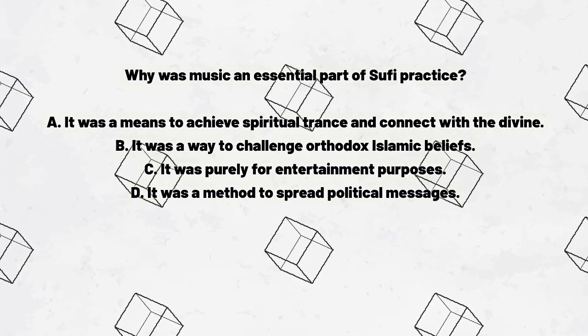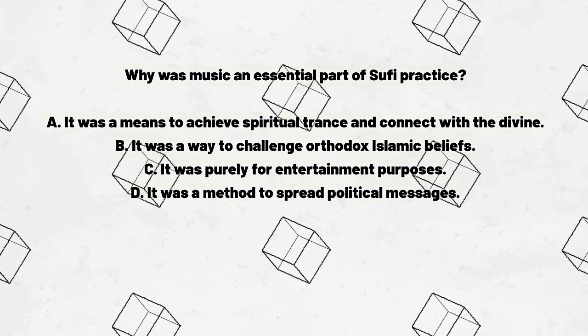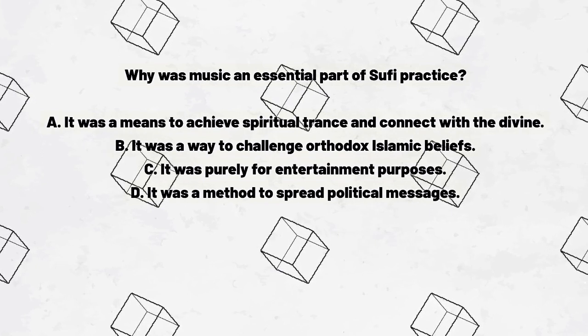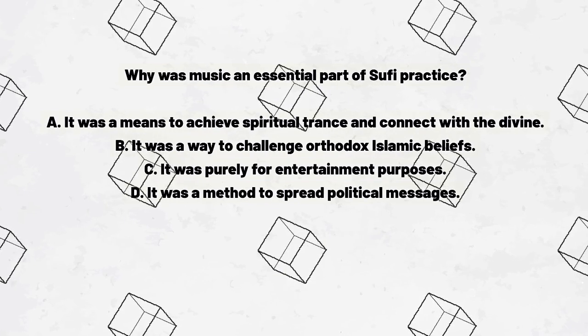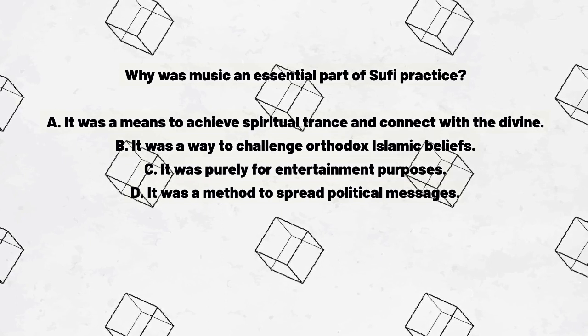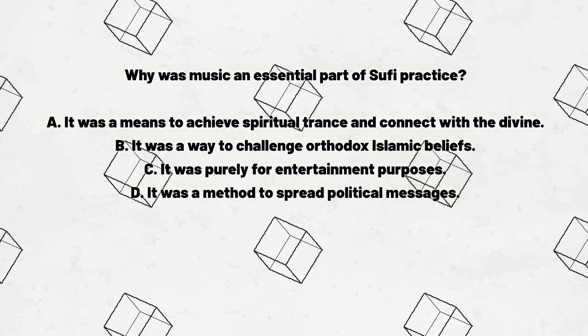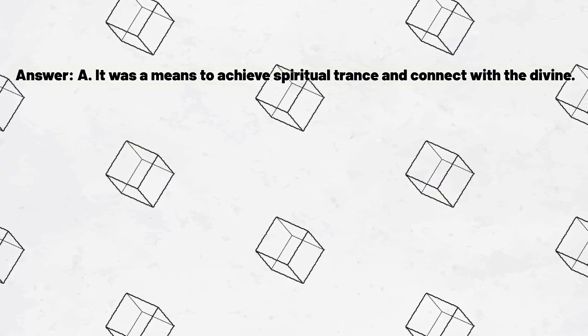Why was music an essential part of Sufi practice? A. It was a means to achieve spiritual trance and connect with the divine, B. It was a way to challenge orthodox Islamic beliefs, C. It was purely for entertainment purposes, D. It was a method to spread political messages. Answer: A. It was a means to achieve spiritual trance and connect with the divine.